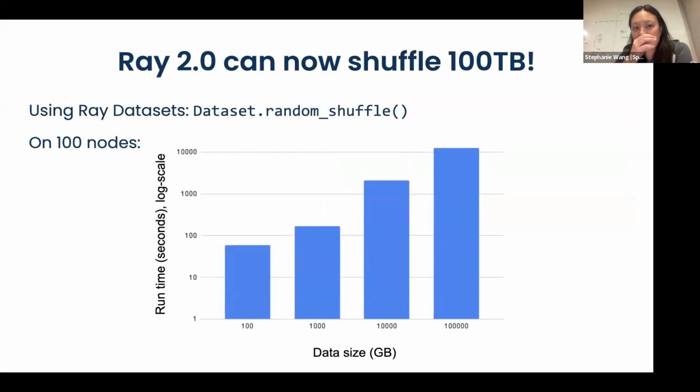And that's exactly what we did. In Ray 2.0, it's now possible to scale operations like dataset.randomShuffle to over 100 terabytes of data and to clusters of more than 100 nodes. We still have a lot of work to do here, but our initial results show that we can achieve similar performance and scalability as previous monolithic shuffle systems.